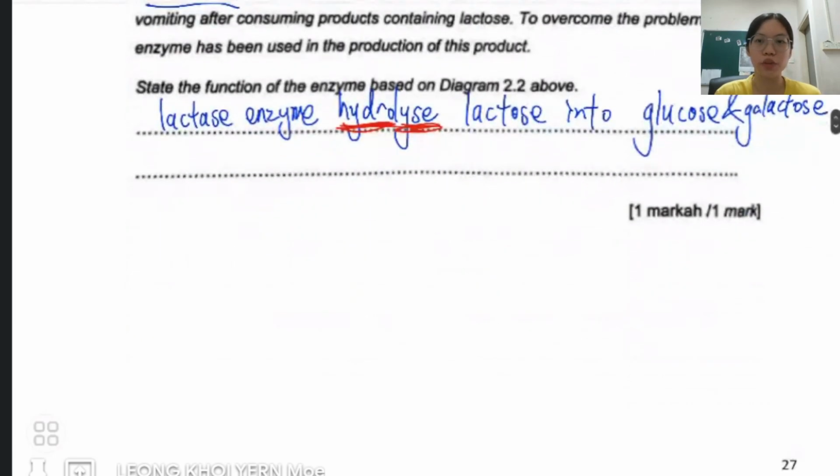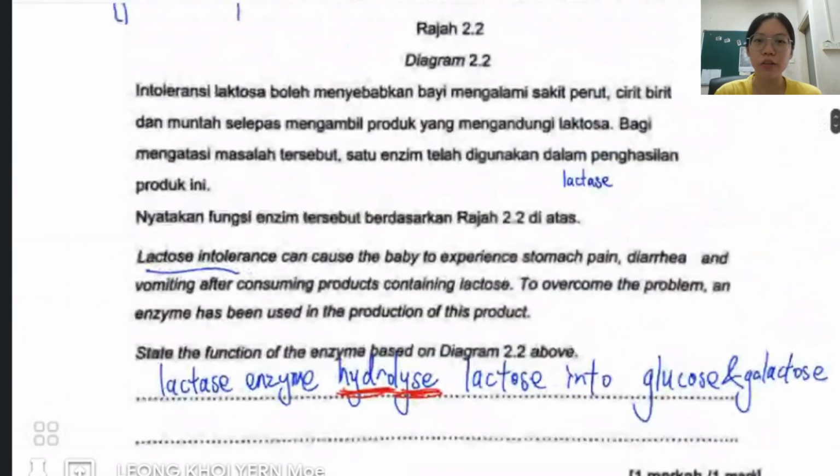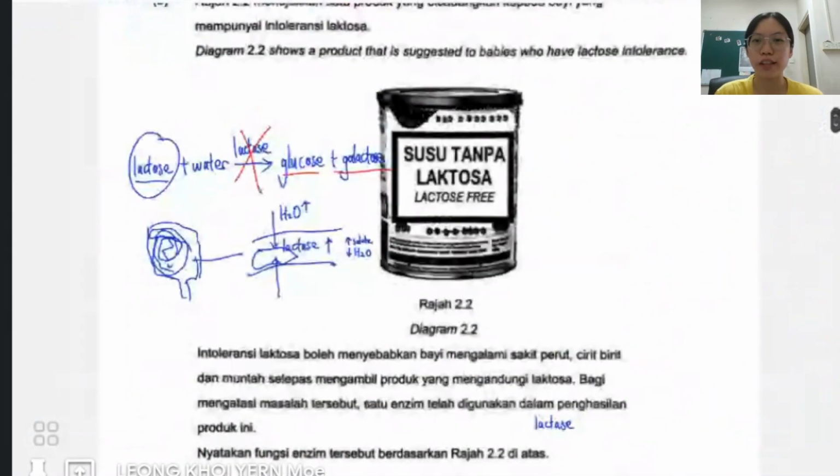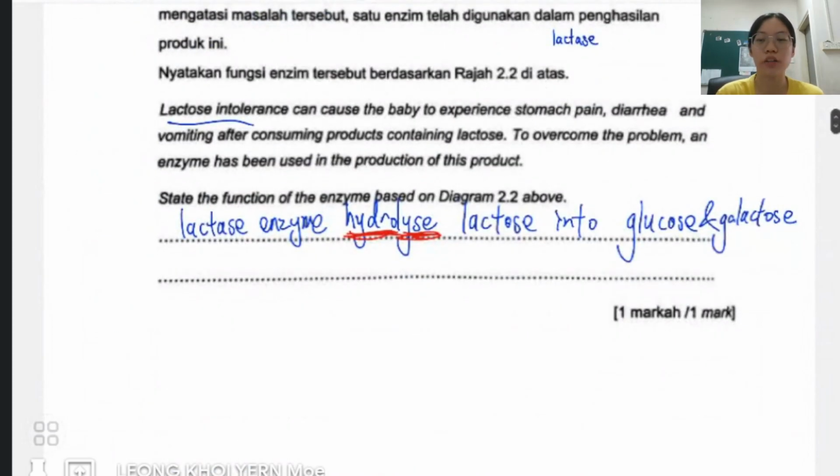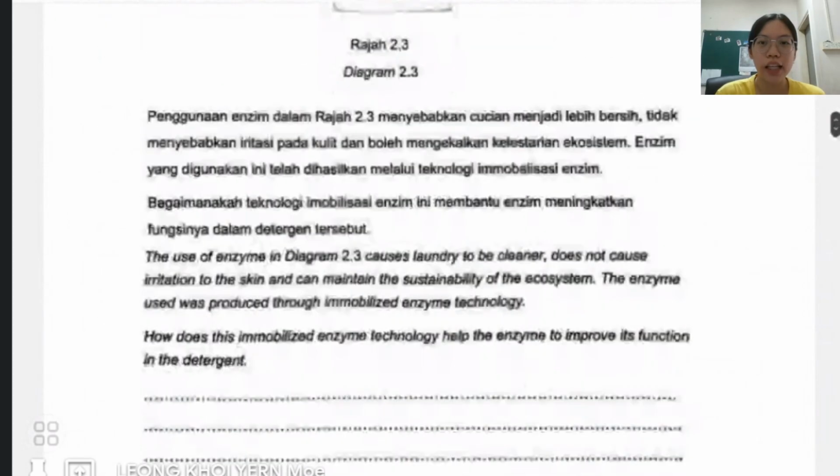Okay, so let's move on. Now the lactase enzyme breaks down the lactose in the milk. So now the milk doesn't consist of lactose anymore. It consists of glucose and galactose to be consumed by the lactose intolerant child.